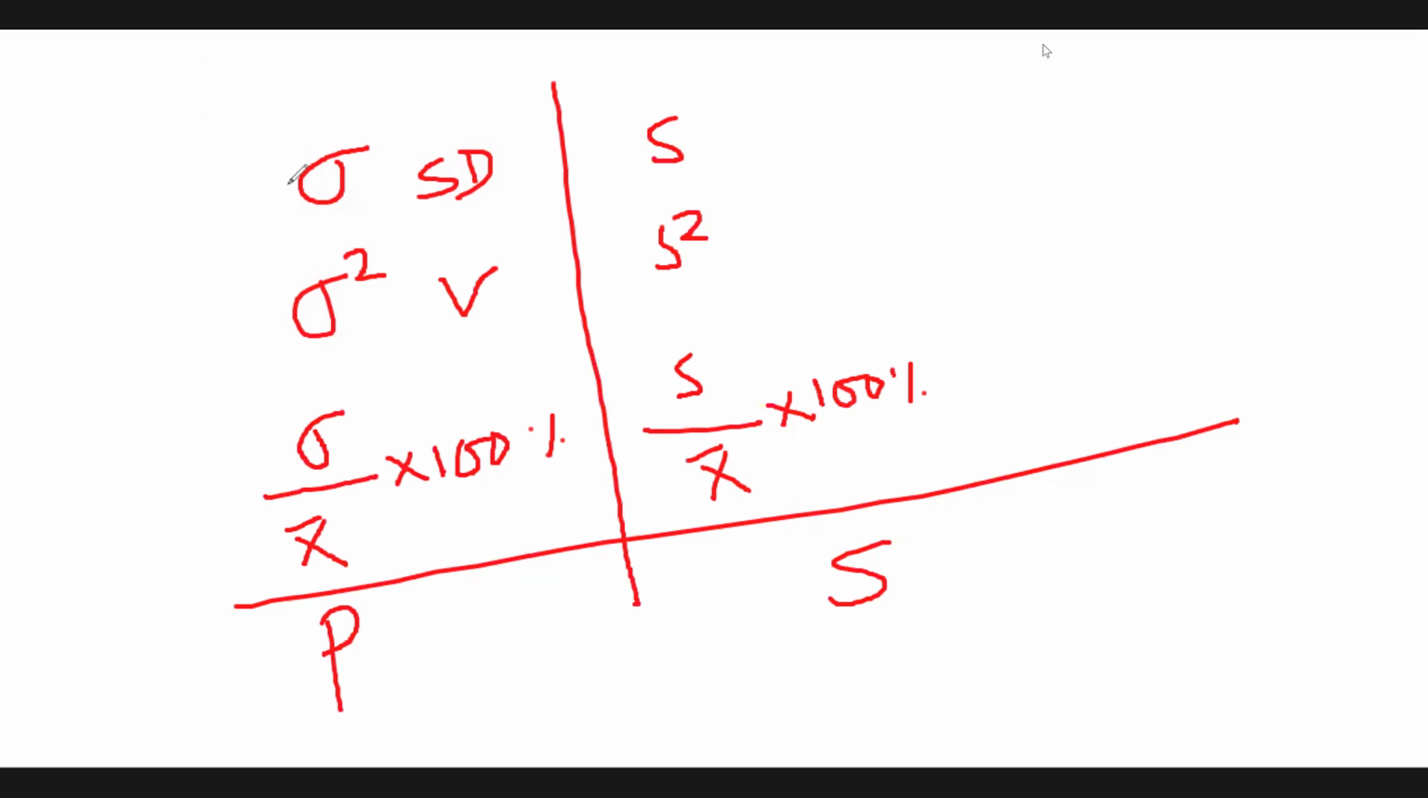Okay, this is all about sample standard deviation, sample variance, and sample coefficient of variation. This is about population standard deviation, population variance, and population coefficient of variation. Okay. Do you have any question to ask?